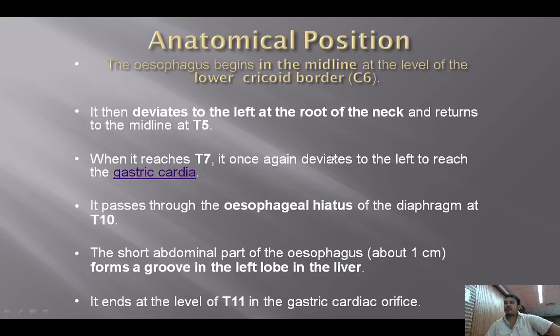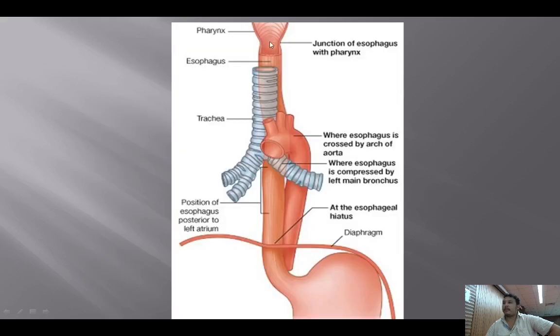I'm not going into too much detail of anatomical positions. Just remember that it begins in the midline at the lower border of the cricoid cartilage, and the vertebral level is C6. It ends at the T11 level at the gastric orifice. So here you can see the two curvatures. One is this curvature as it enters the neck, and the other is the curvature with the abdominal aorta.